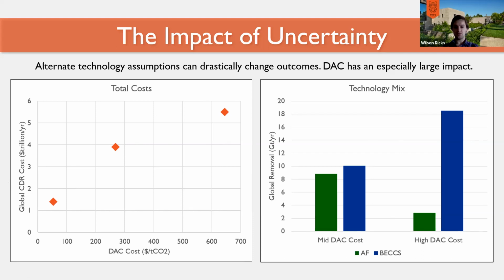In cases with a lower DAC cost, afforestation is generally preferred on land where both can be performed because it's far, far cheaper than BECCS. However, in cases with very high direct air capture costs, BECCS is actually preferred on those lands because it makes more efficient use of that land. You get greater sequestration per hectare. And that effectively pushes off the point at which you have to rely on the far more expensive direct air capture.